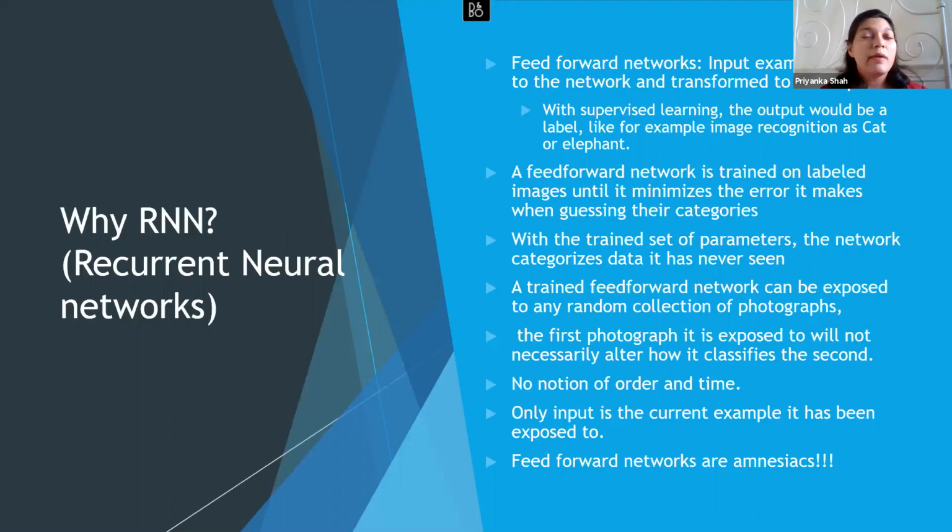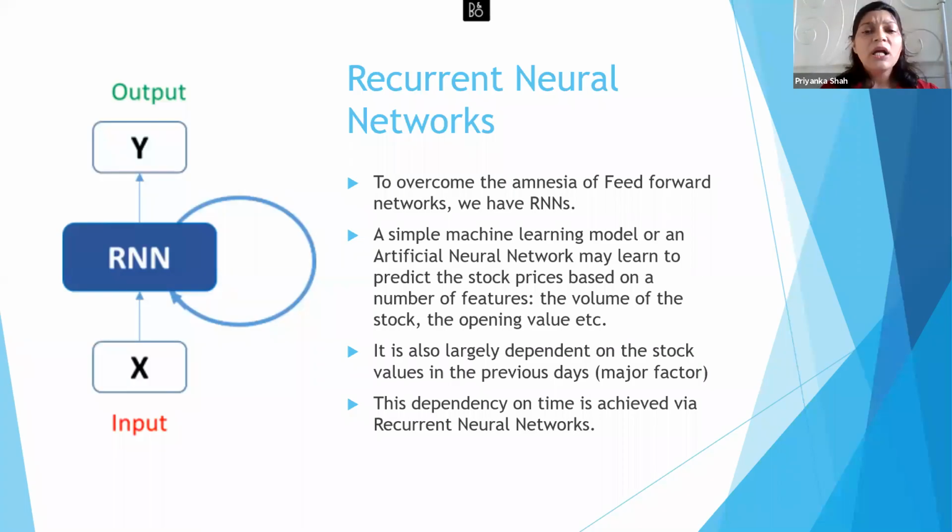It doesn't have any notion of order and time, like what if a cat was presented first, or a photo of a dog was presented. It doesn't matter. What it is concerned about is the input at the present. That is why we say that feed forward networks are amnesiacs, which means they tend to forget what happened in the past. They don't have a record of the past. They are only interested in the current scenario, which is why we need recurrent neural networks to have some semblance of historic data.